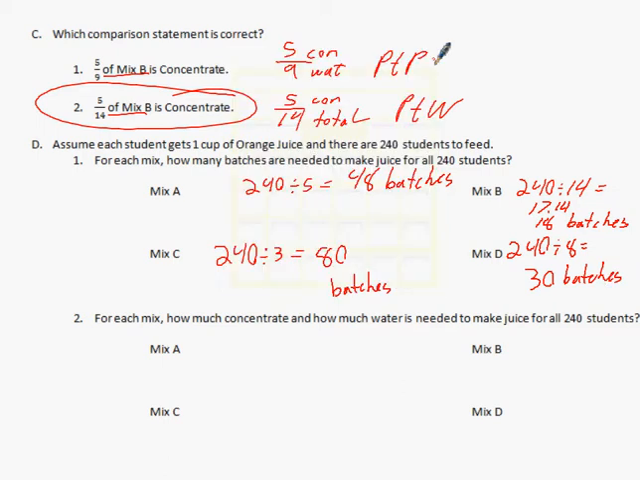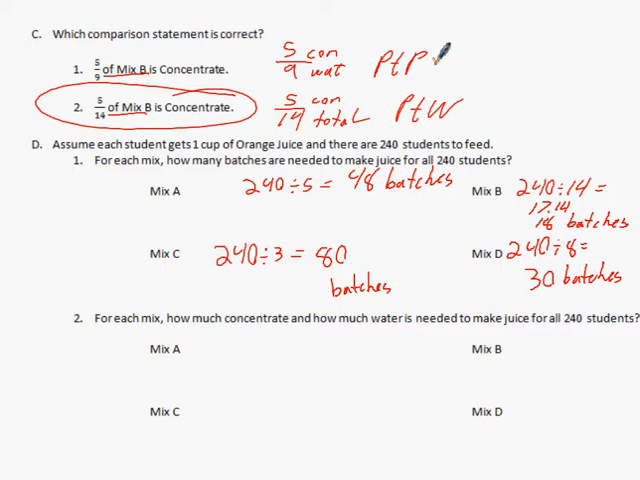Simple as dividing. Now, for each mix, how much concentrate and how much water is needed to make juice for all 240 students? Here's where the cross, multiply, and divide comes in. So, we're going to need to set up 2 cross, multiply, and divide per problem. It's going to be a bit much.